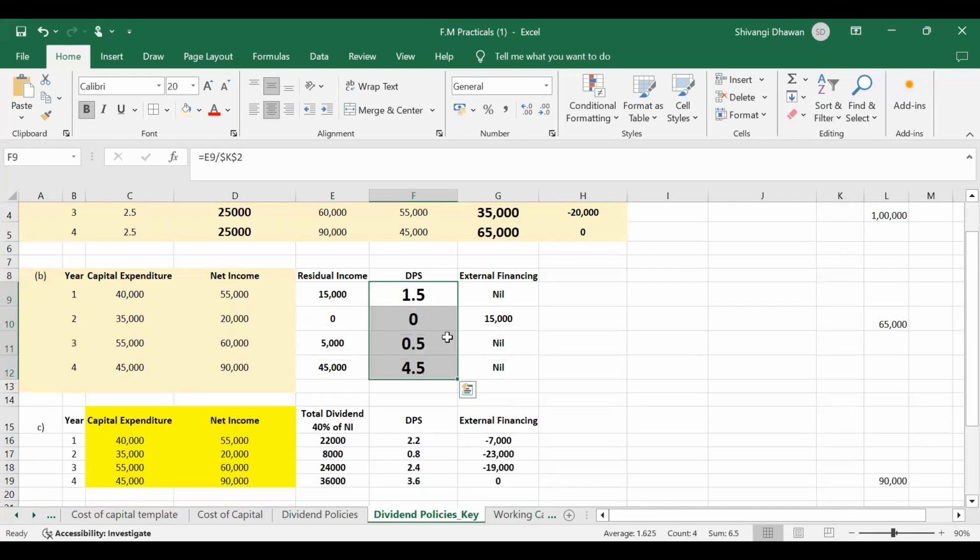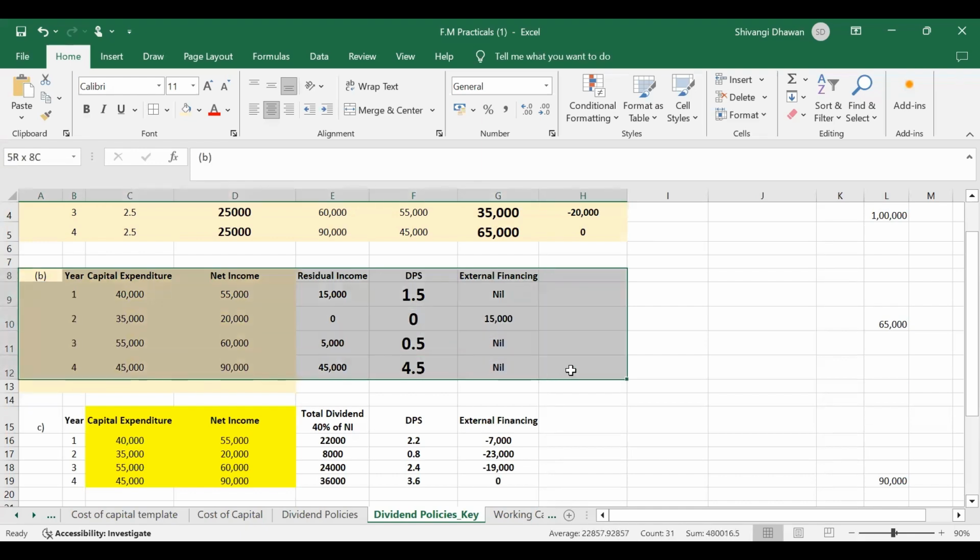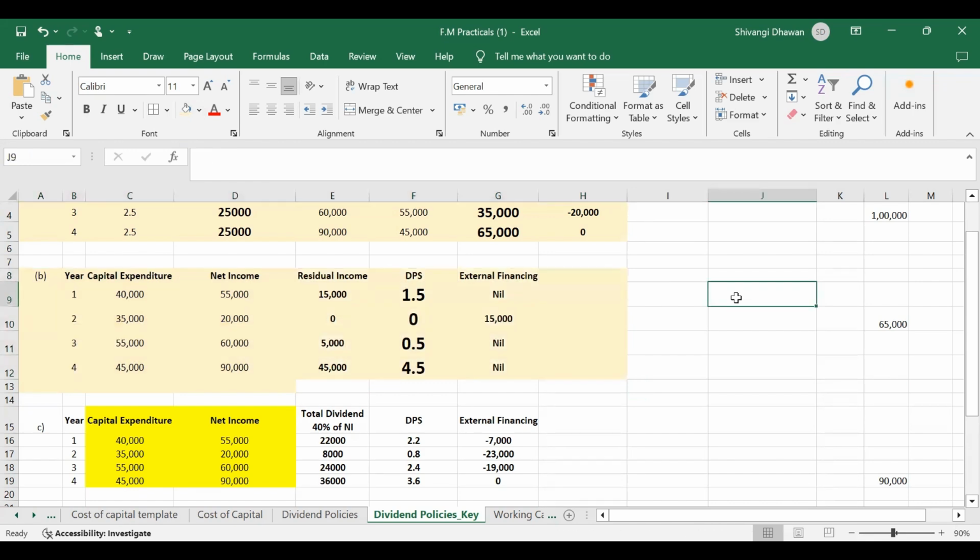Similarly, for the rest, we can calculate it. And in this case, we have no residual income. So in order to meet our capital expenditure, we need to go for external financing of 15,000. But in other cases, we need no external financing as we have enough retained earnings given to us. So I hope this question was useful and understandable.